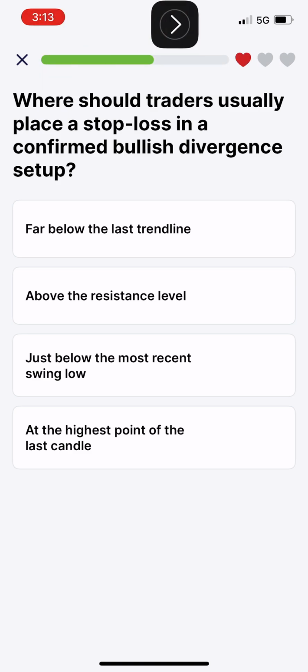Where should traders usually place a stop loss in a confirmed bullish divergence setup? Far below the last trend line, above the resistance level, just below the most recent swing low, at the highest point of the last candle.